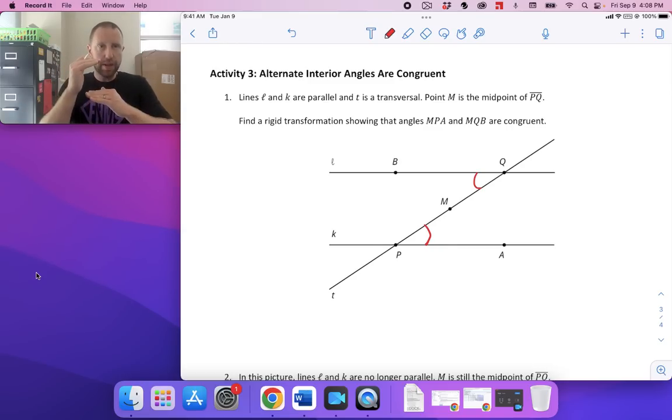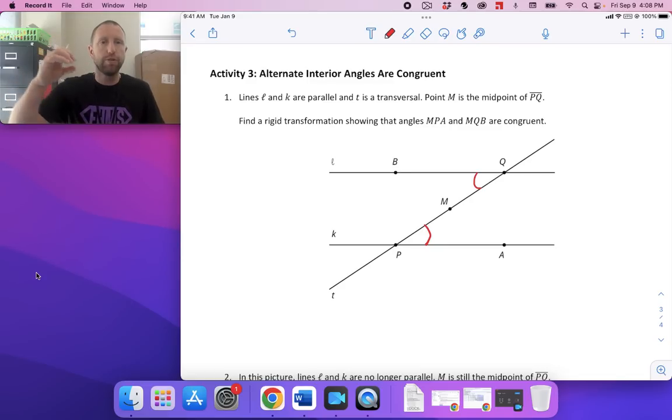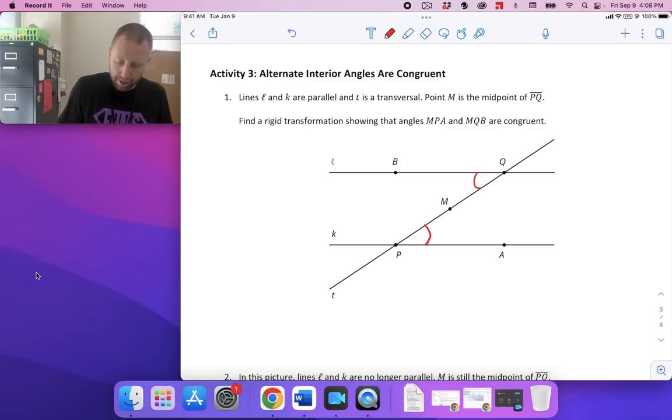They are in between the parallel lines, they're on opposite sides of the transversal, and they're at the two different, opposite intersections, okay? We're going to show that they are congruent by doing rigid transformations. Remember, that's how we prove that two things are congruent. How? Trace this out on your patty paper.